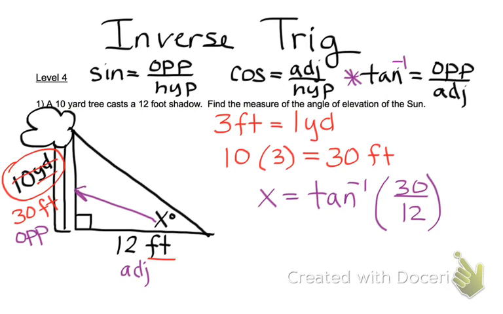Then I'm going to put that in my calculator. Tangent inverse of 30 divided by 12 is equal to 68.19 degrees. And if I round this to the tenths place, I'm going to get 68.2 degrees.